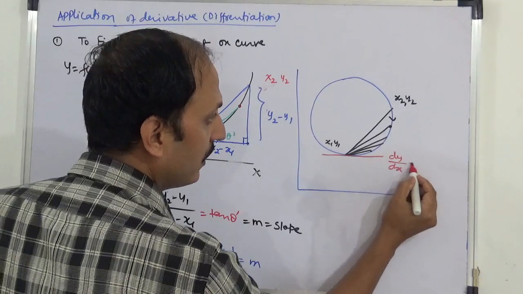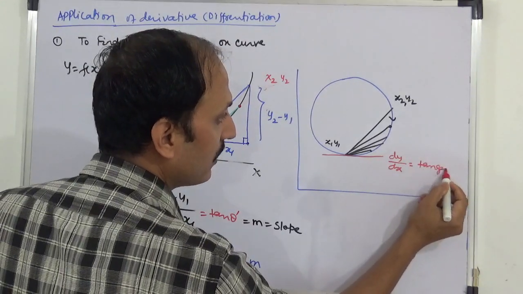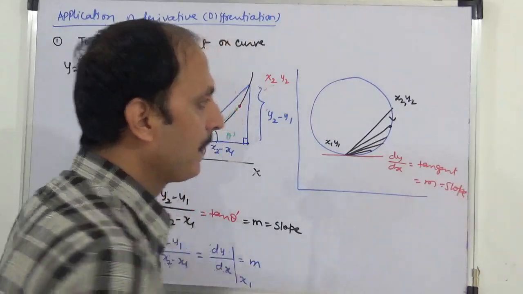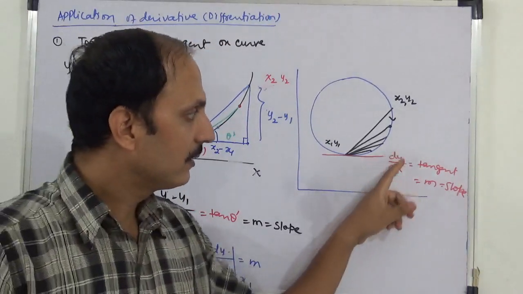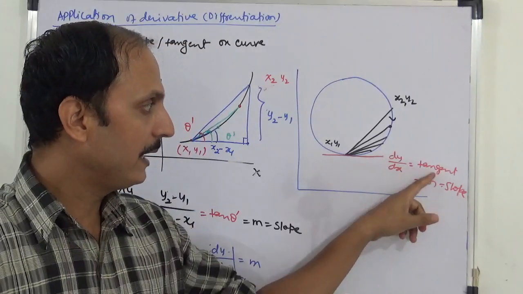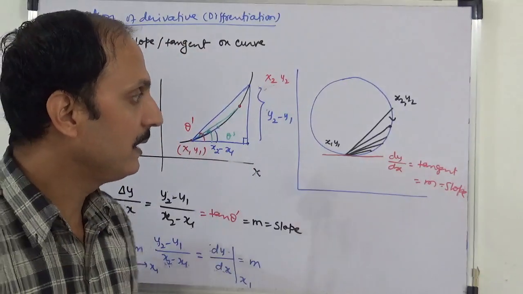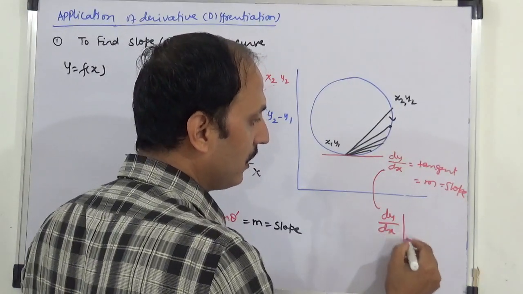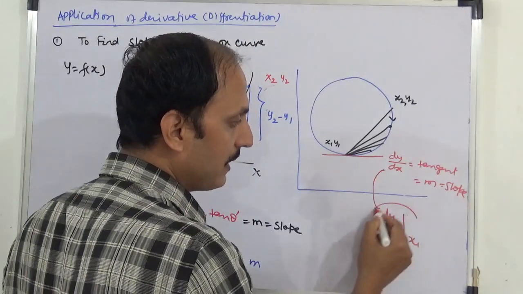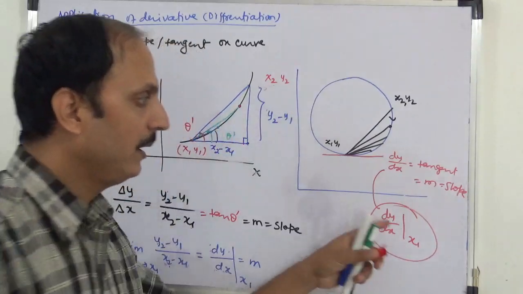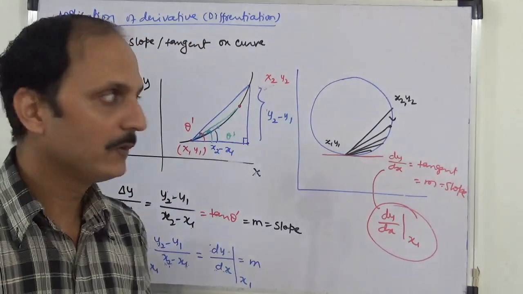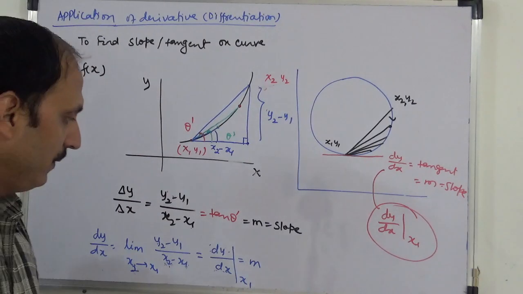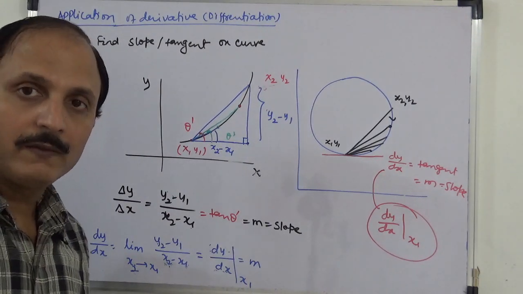dx. This is called tangent, or this is called m, or this is called slope, all are the same. So dy by dx will give you the tangent. Now at whichever point you want to find it, find dy by dx and put there x1, so it will become the tangent or slope or m at point x1. So this is the first application of finding the slope. If any doubt, you can ask on the live doubt session.